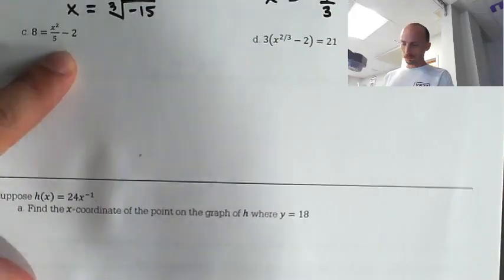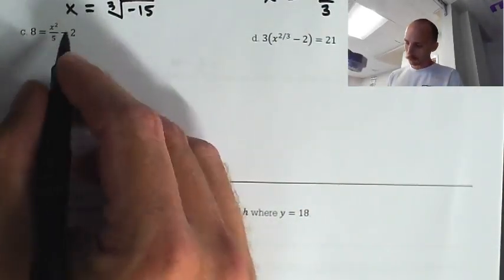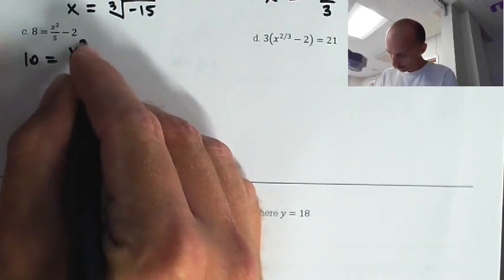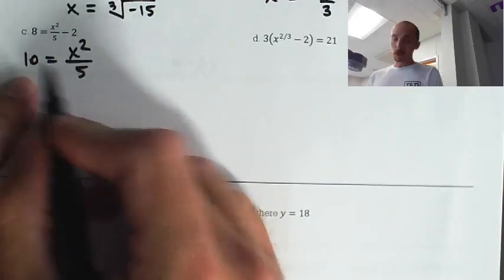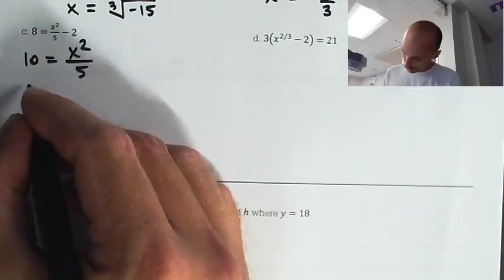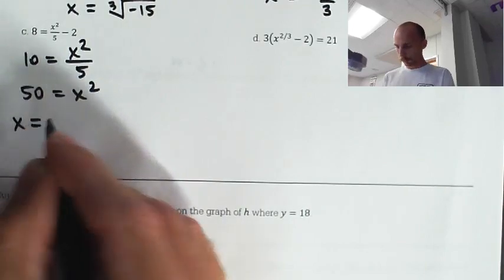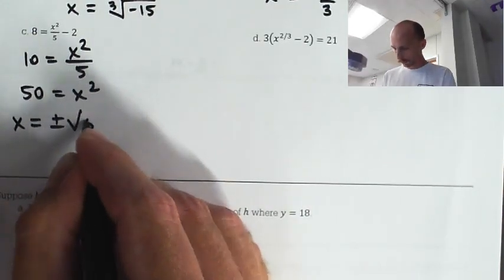All right, so over here, same story. Isolate the power of x. I'm going to add 2 to both sides. Then we're going to multiply both sides by 5. So that'll be 50 equaling x squared. I do like this because we're going to take the square root of both sides and we'll get plus or minus the square root of 50.